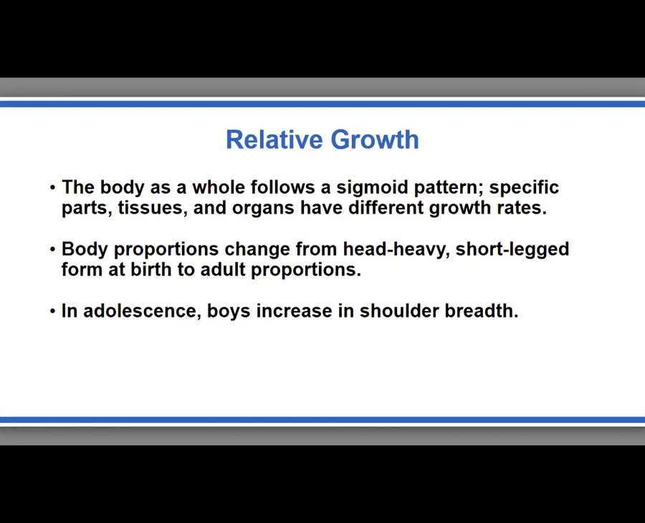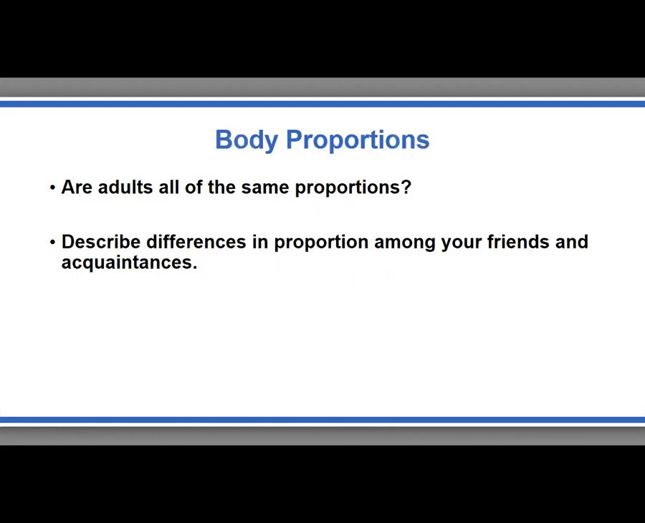In adolescence, boys increase in shoulder breadth. So basically they get wider shoulders. Are adults all the same proportion? No. Again, some people got bigger heads than others. Some folks have wider shoulders or wider hips than others. Some are taller, some are shorter. Some folks have more straight back. Some folks have more lordotic. Some folks have more kyphotic. Again, what is that all to do with? Part of it's genetics, part of it's development, right? In the external environments.